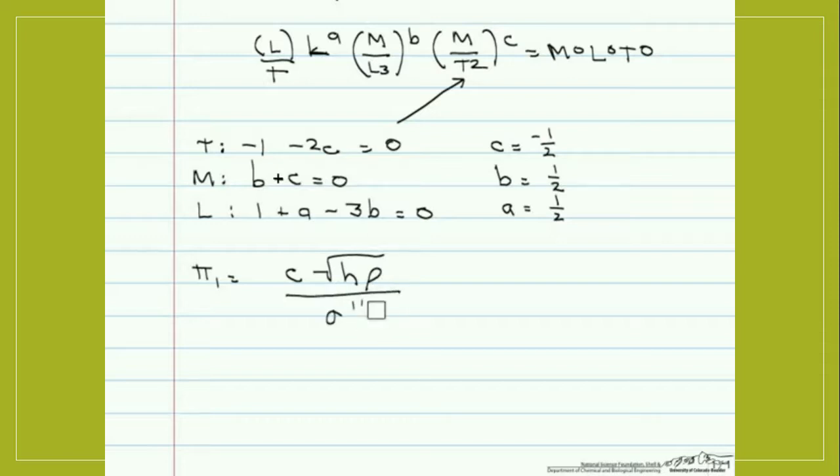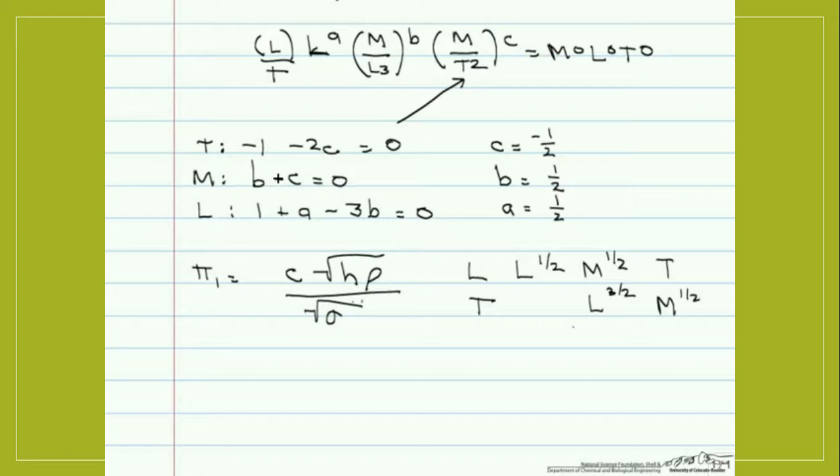So one of the things we absolutely have to do is check our dimensions to make sure that this is dimensionless. So we start with C, so that's L over T. H, which is L, is raised to the one half. Then rho, which is M over L cubed, is raised to the one half. So that's M to the one half, L to the three halves. And now sigma, which is on the bottom, which is raised to the one half. So that's M on the bottom to the one half, and then T squared to the one half, which is just T. And if you take a look at this, these all cancel out, and this is dimensionless.